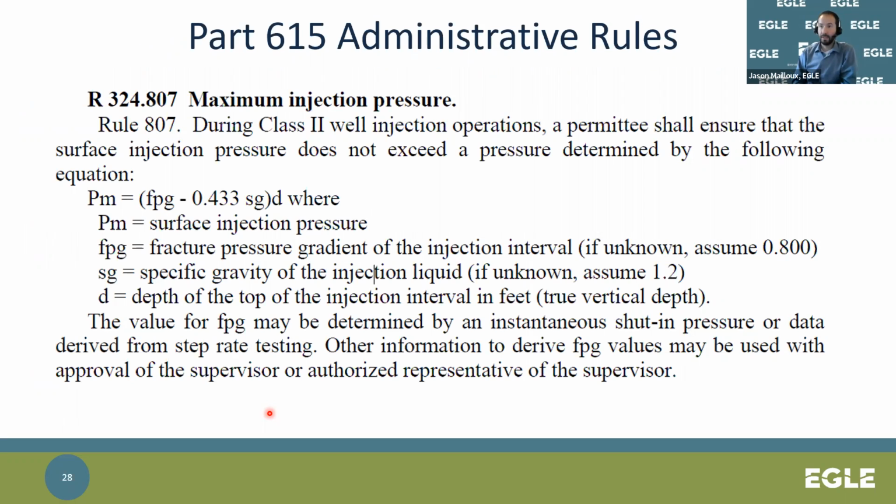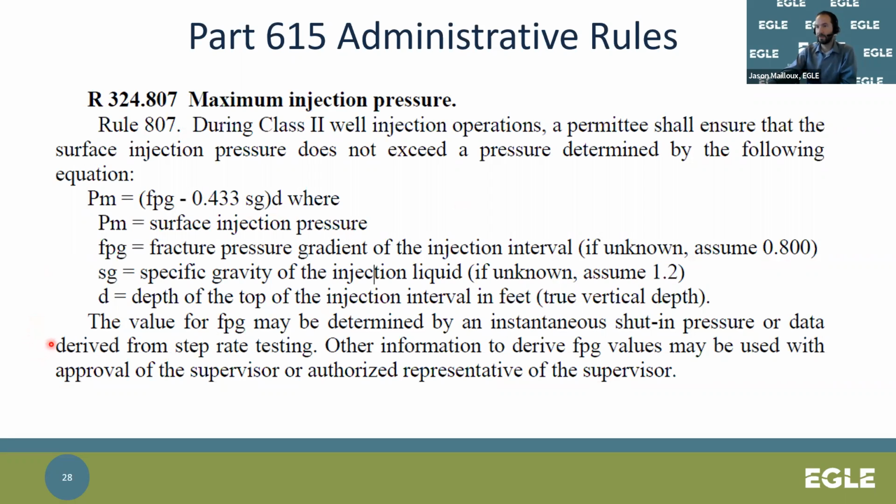Again, one that is very, very similar to the EPA is maximum injection pressure. There's a formula for it. Maximum injection pressure is fracture pressure gradient minus 0.433, approximately hydrostatic, times your specific gravity, all multiplied by your depth. So I've run through all this. If you don't know the specific parameters, we have parameters to assume: 0.8 for fracture gradient, 1.2 for specific gravity. Use your TVD.